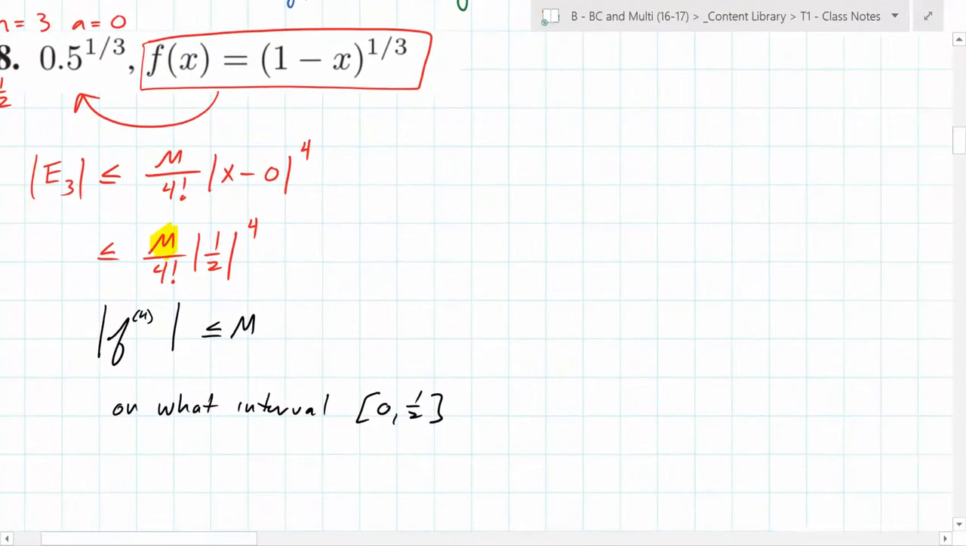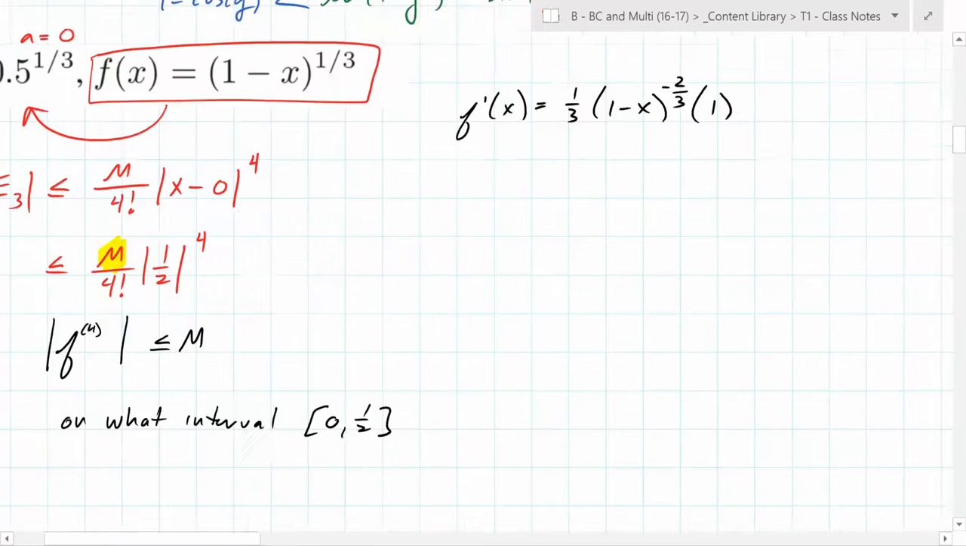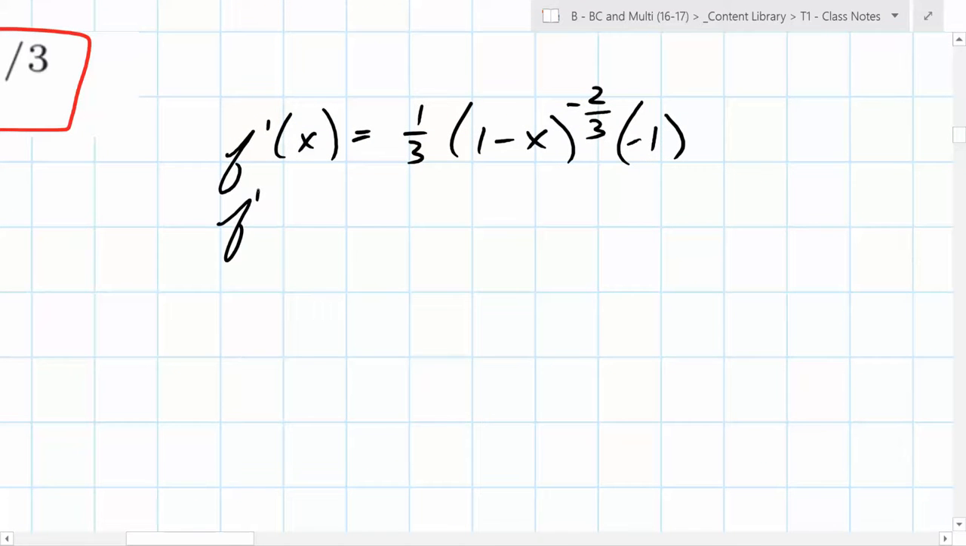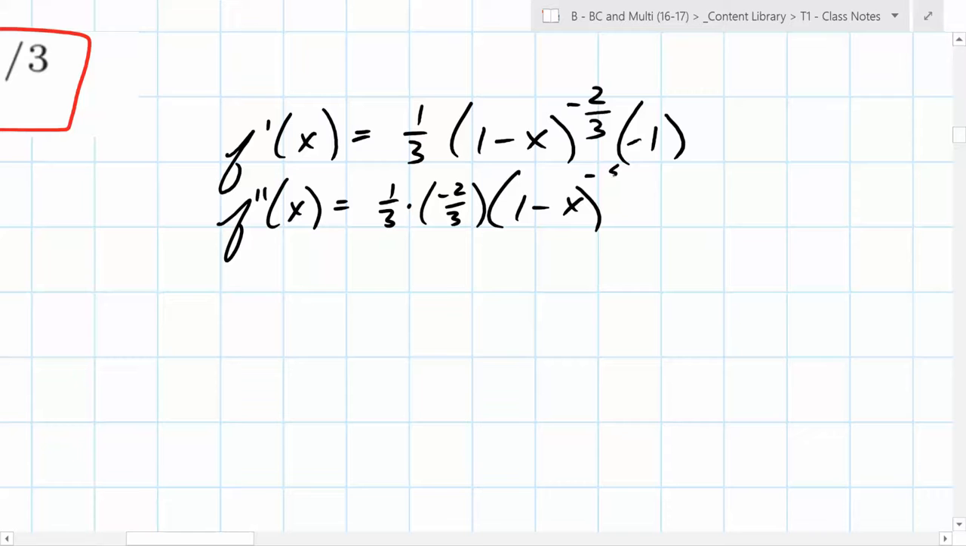So we have to find the what derivative? Yeah, this is where the algebra gets a little annoying. I understand that. What's the first derivative of this? 1/3 times 1 minus x to the negative 2/3, times -1. I'm not going to simplify any of these yet. What's f double prime of x going to be? 1/3 times -2/3 times 1 minus x to the negative 5/3 times -1 squared, because it kicks out a -1 again because of the chain rule.